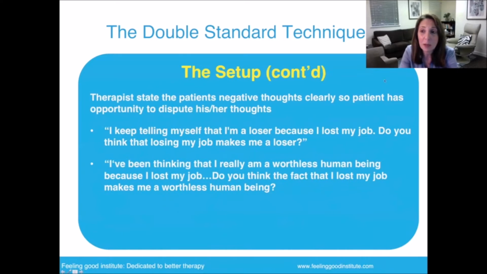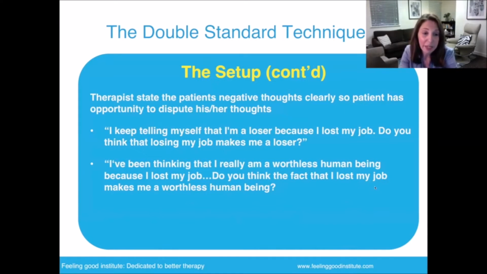So let's talk a little more about the setup here. The therapist will state the patient's negative thoughts clearly so the patient has an opportunity to dispute the thoughts, as I just said. So I keep telling myself that I'm a loser because I lost my job. Do you think that losing my job makes me a loser? So I'm being really pointed. I'm not saying, I keep telling myself that I'm a loser because I lost my job. What do you think I should do? Because that's going to pull for advice giving. That's not a cognitive therapy technique.